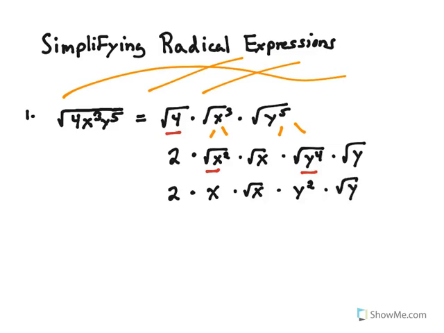So anything that's not under the radical gets multiplied together. So this times this times that is going to equal 2xy squared. And then we multiply the radicals together. You can write it as one radical. So that's going to be the square root of x times the square root of y. And this is your answer.